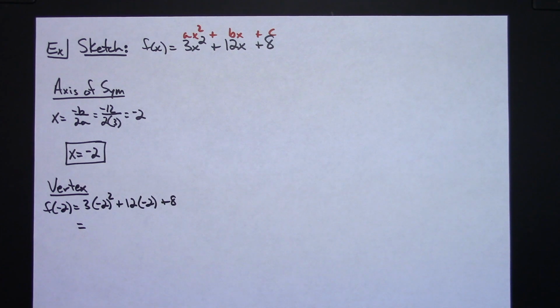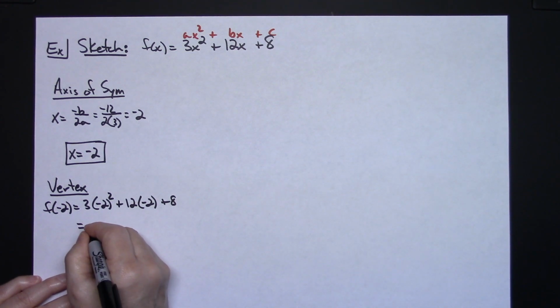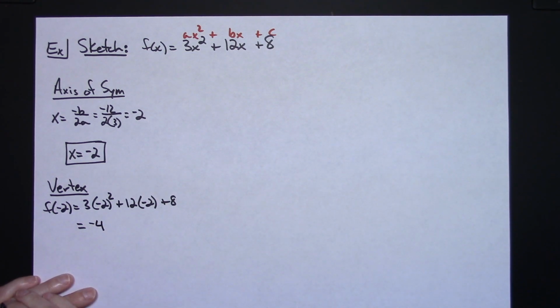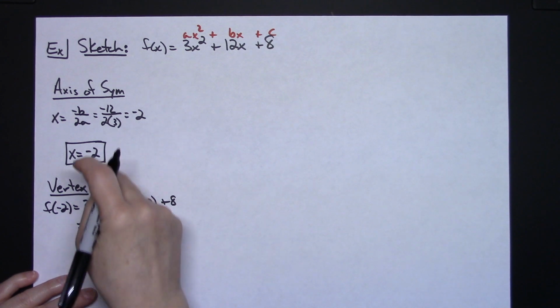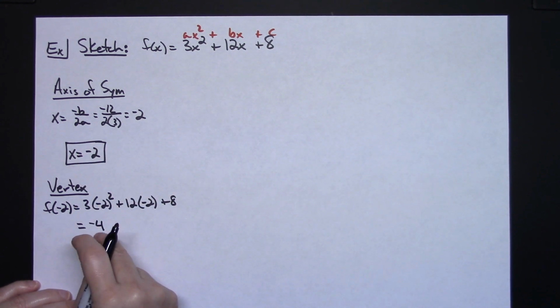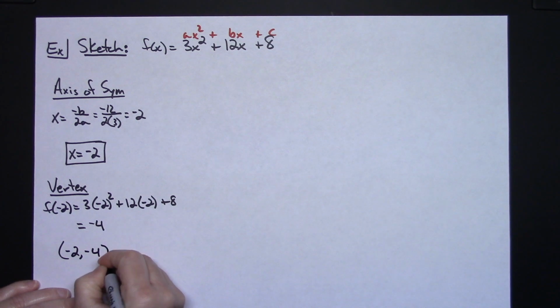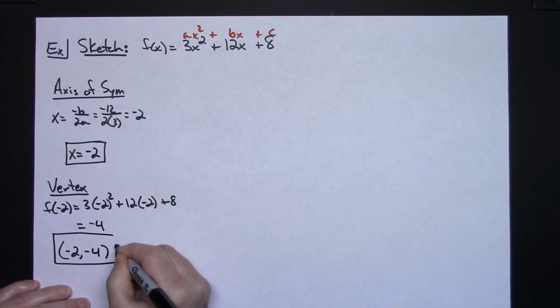Okay, at this point it's just a matter of arithmetic. You go ahead, use a calculator, work that out, do it by hand, whichever happens to be easier for you. Answer turns out to be negative 4. Okay, so that means the x coordinate of the vertex is negative 2, and the y coordinate is negative 4. So my vertex is negative 2, negative 4, written as an ordered pair.